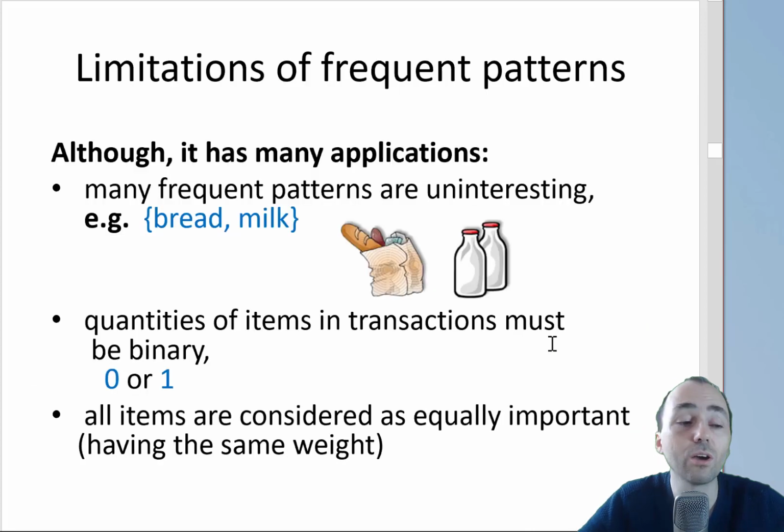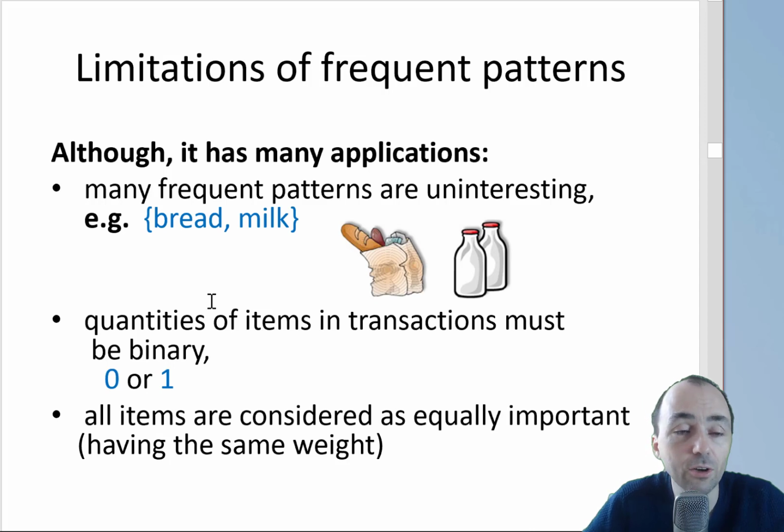Now I want to talk to you about some new problems that researchers work on these days. Frequent pattern mining is very useful, but it has some limitations. First, many frequent patterns are not interesting. For example, maybe we find that many people buy bread and milk, but bread and milk is not something very surprising, and it does not make a lot of money. Maybe even the store will lose some money when selling the bread and milk.